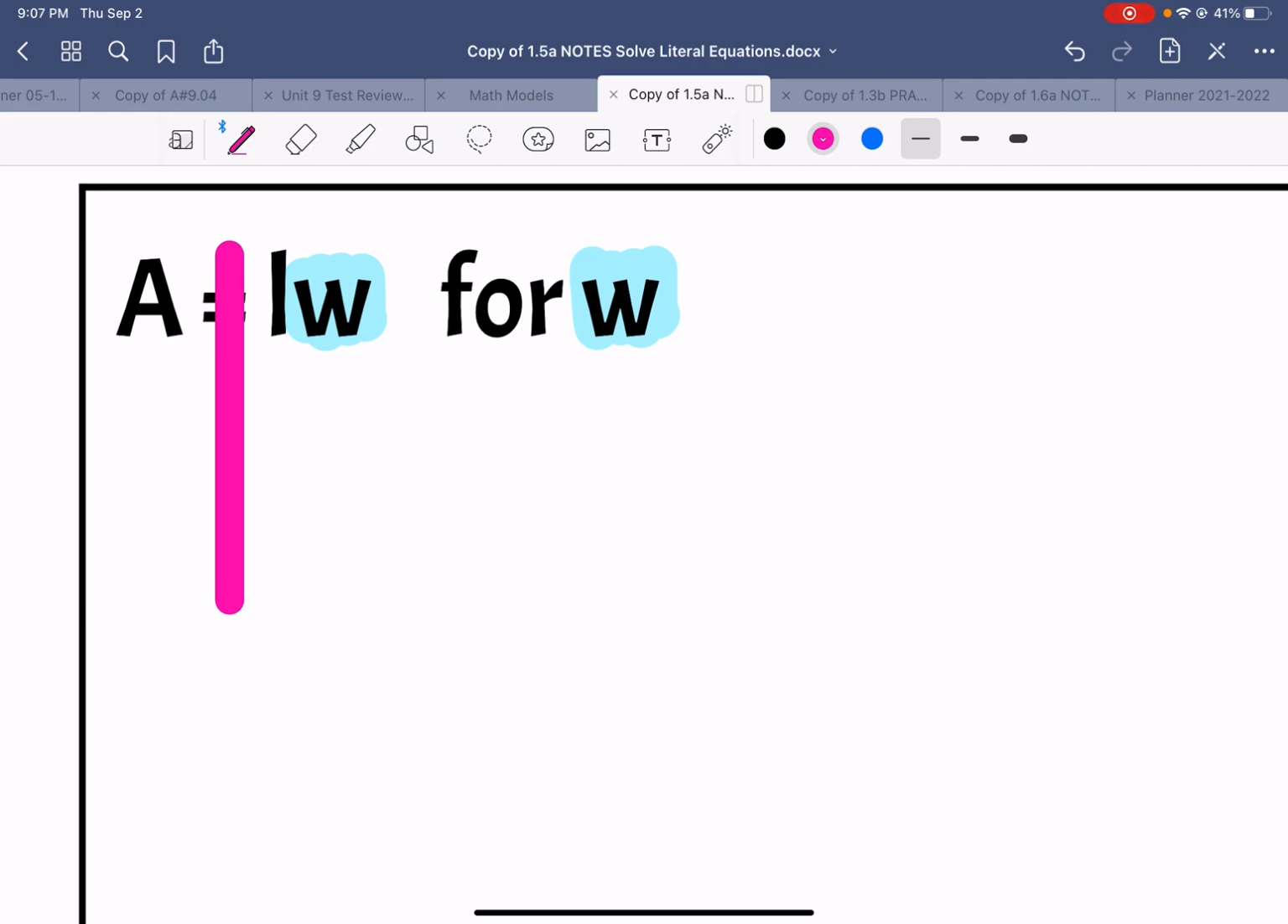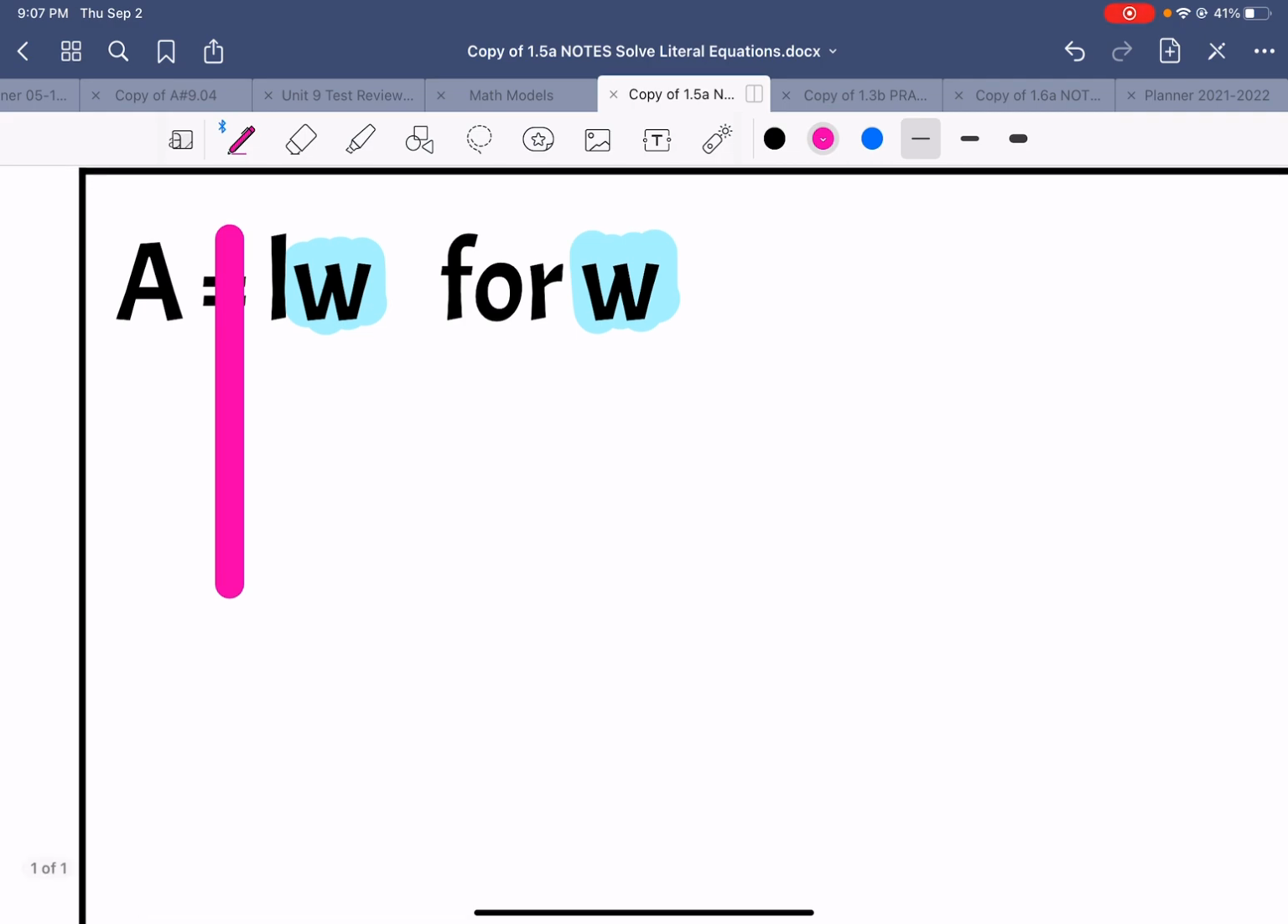If I'm trying to get W by itself, I need to figure out what I can do to undo the L, because that's the only thing left on the side with the W. Because L and W are right next to each other, that means they're multiplying. So in order to get rid of this multiplication, I'm going to divide by L.